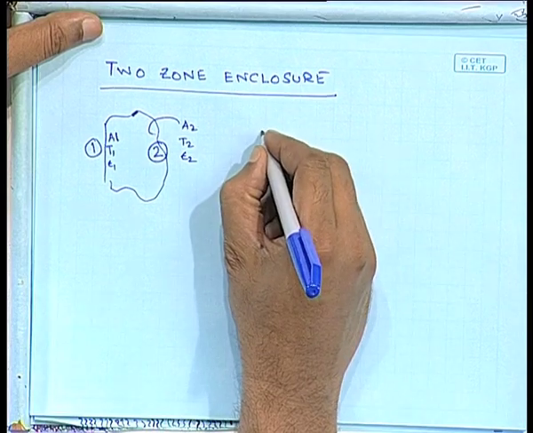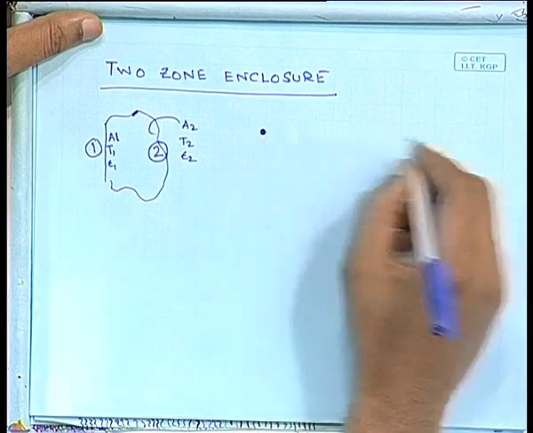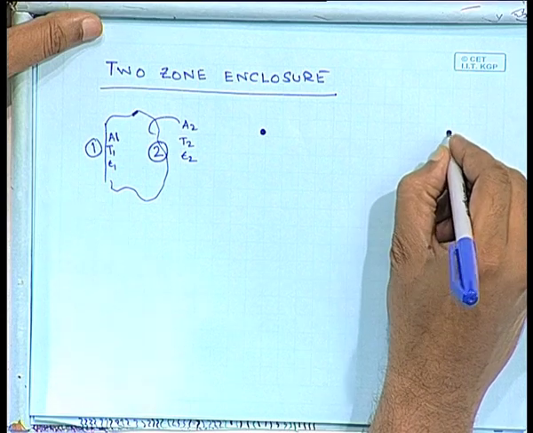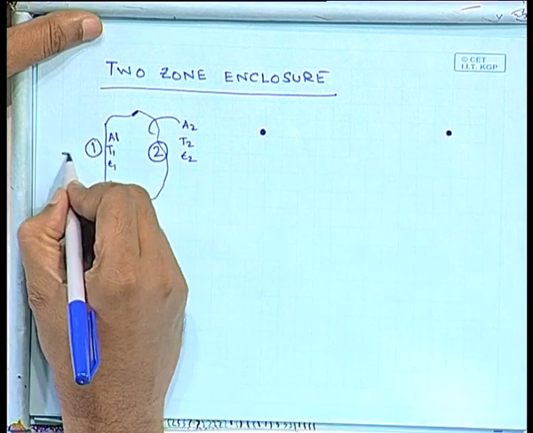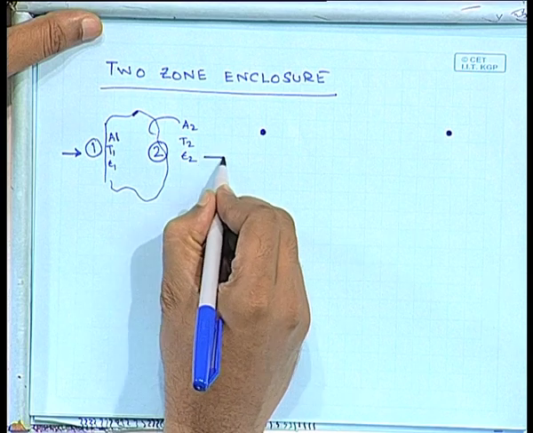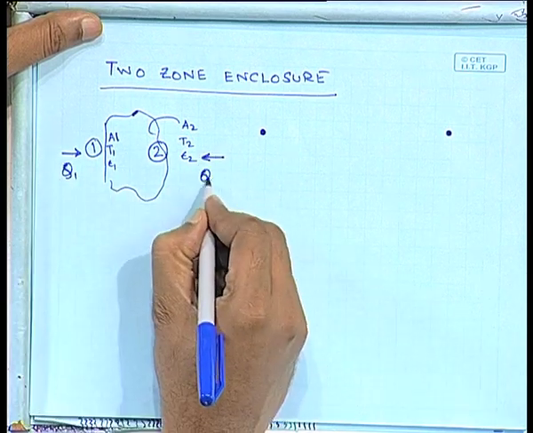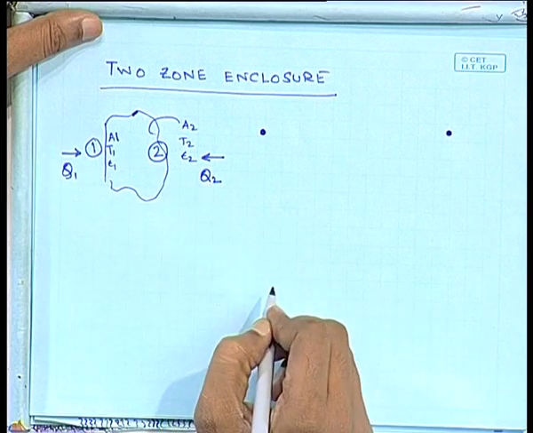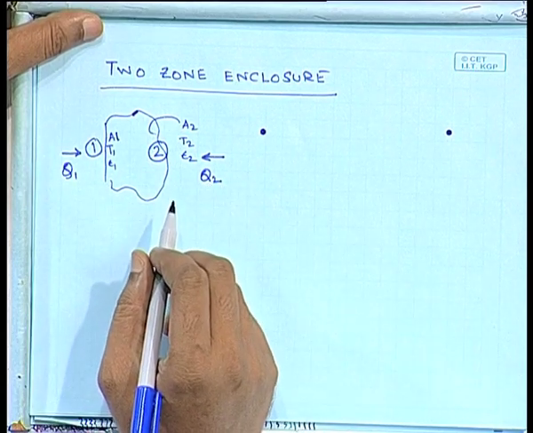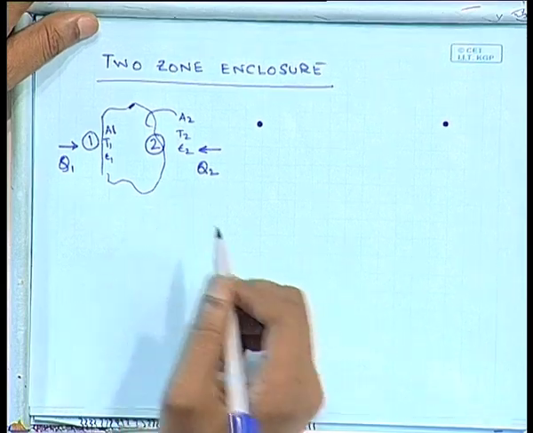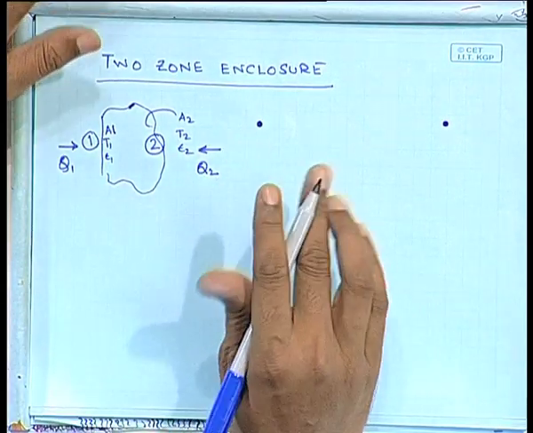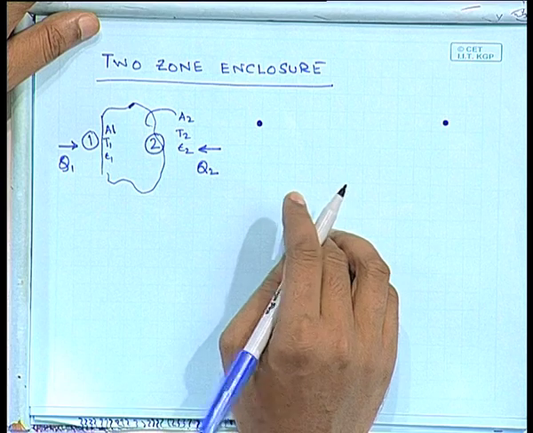So, I am going to think about these. I have to add some amount of heat here and some amount of heat here. Let us call these as Q1 and Q2. Okay, and let us assume that we are going to reach steady state. All the analysis that we are doing is at steady state.